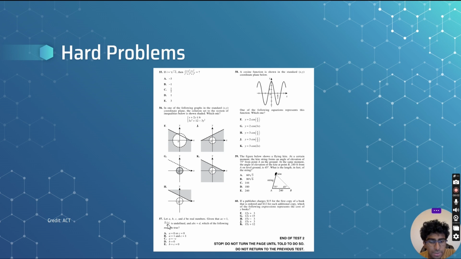57, AC is 1, B plus C over D is undefined, A, B, C, D is equal to D. This is kind of like logic, like you need to think about, okay, if D is undefined, that means D is going to be 0, right? Because you can't divide over 0.